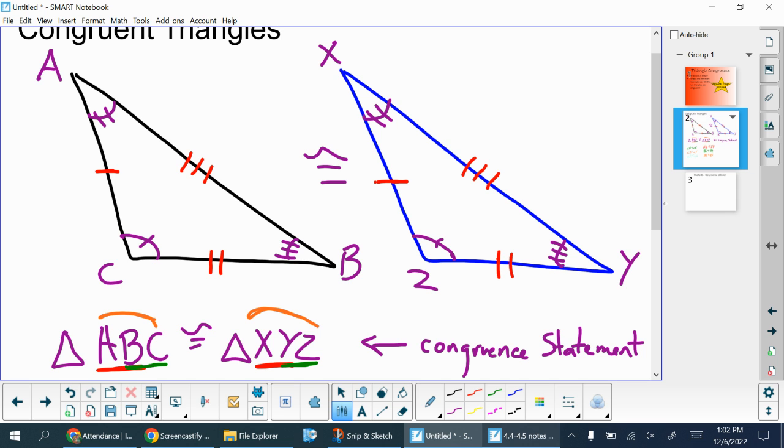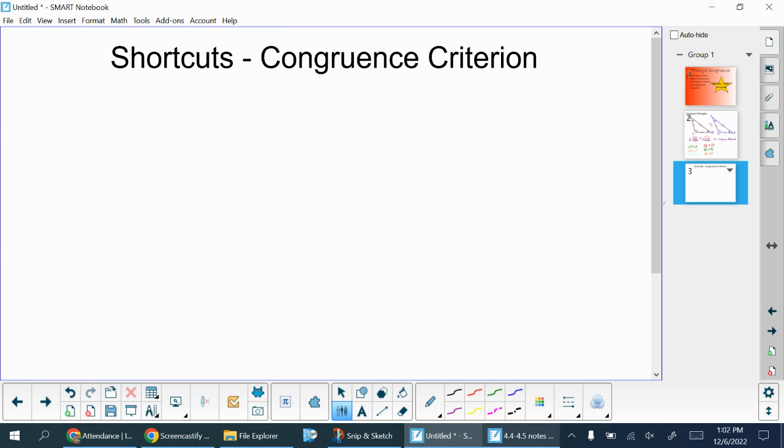Sorry, that's what it means for two triangles to be congruent. The next question is, what is enough information to know that two triangles are congruent? Do we actually need to know that all six of those things are matched up? Or is there less information that we can get away with? That's where these congruence shortcuts, or congruence criterion, you'll hear them called, come in.